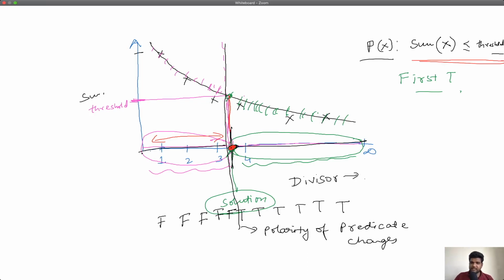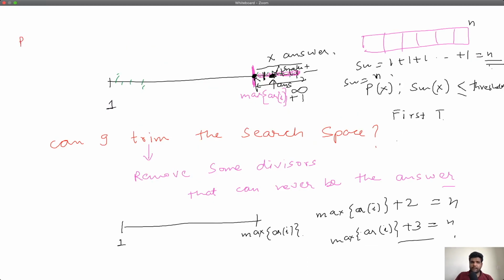So if you use this as the predicate, sum of x less than or equal to threshold, you should be able to see that it will evaluate to true for this part of the divisor space, and it will evaluate to false for this part of the divisor space. So now I have a predicate in place, and the ordering of the search space is the numbers as they occur, 1, 2, 3, 4, increasing. So that was part 1 of the solution, which is being able to come up with a predicate for this search. Part 2 is a little more complicated.